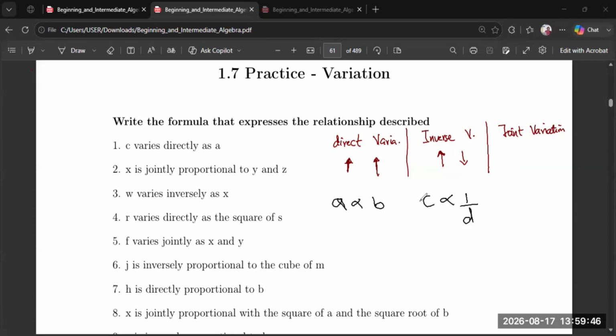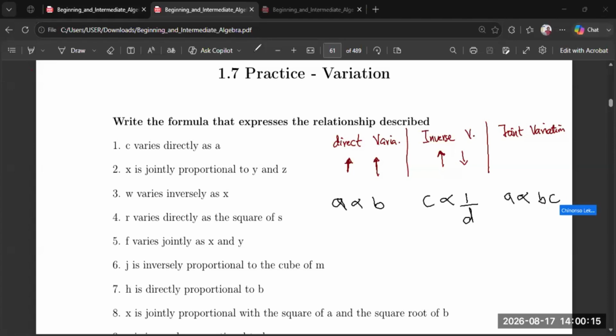And then for joint variation, we say it's a special type of direct variation. And in this type of variation, that's under joint, one value varies directly as the product of two or more other values or terms. So in other words, we can say A varies directly as the product of, say, B and C.